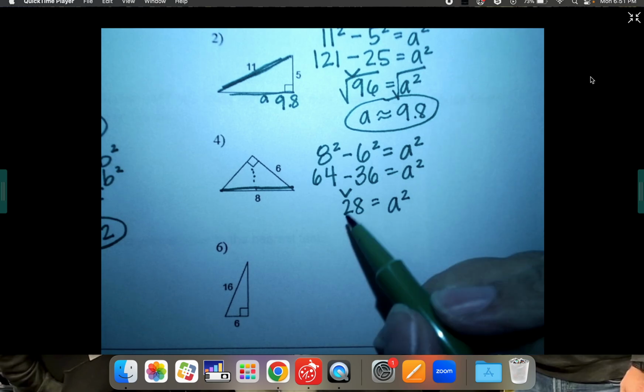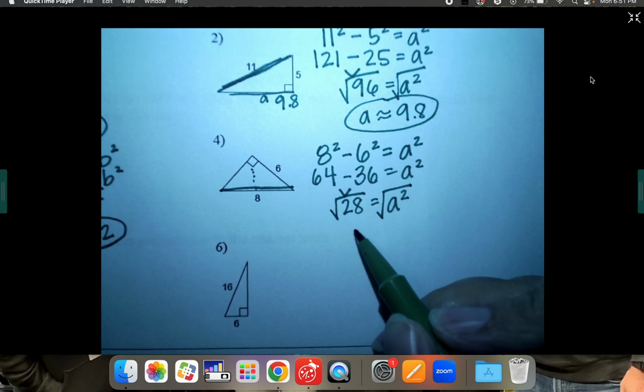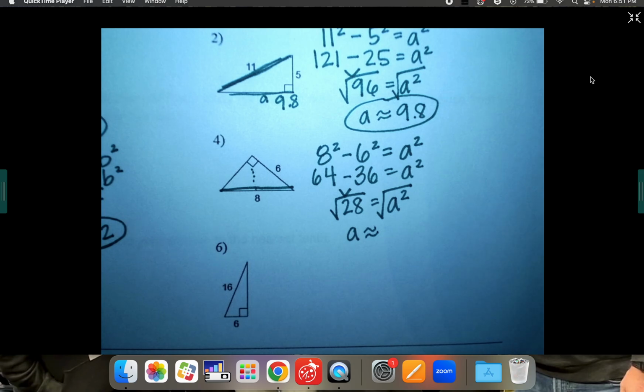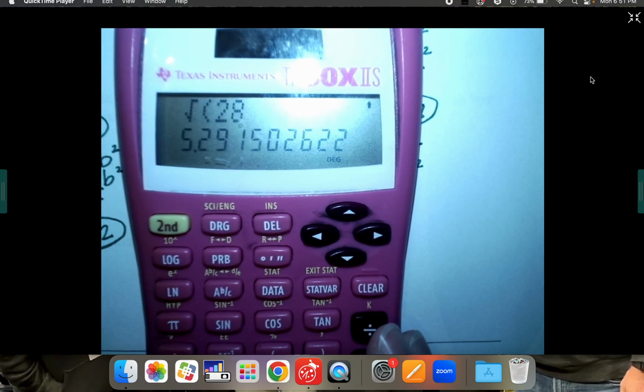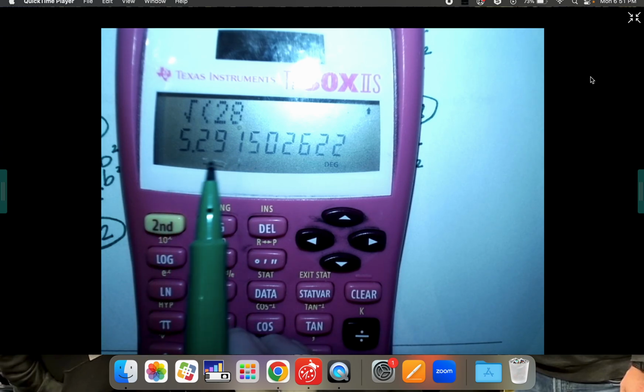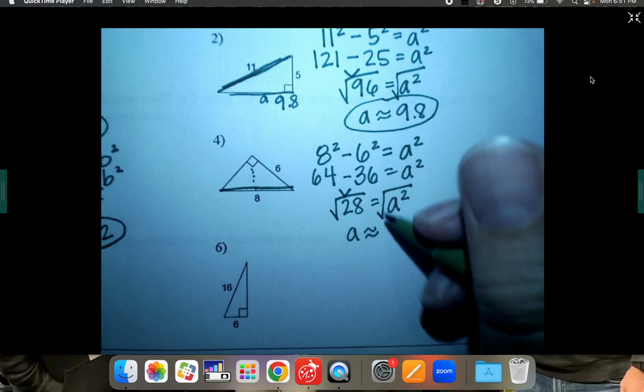I'm going to square root 28 to find what A is. And I know it's not going to come out evenly, so I'm putting about. The square root of 28 is about 5.3. That's going to bump up to a 5.3.